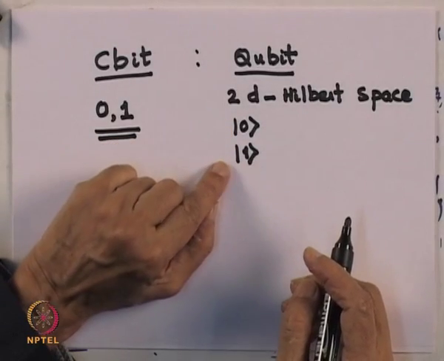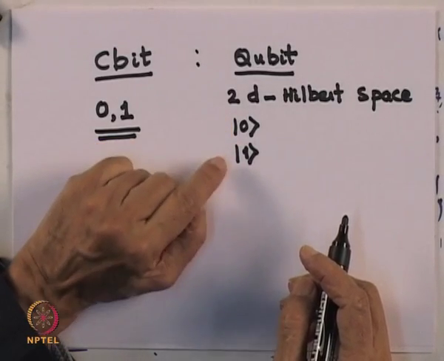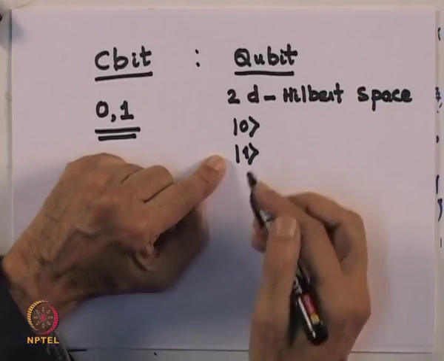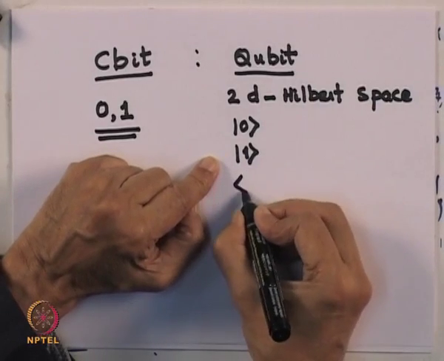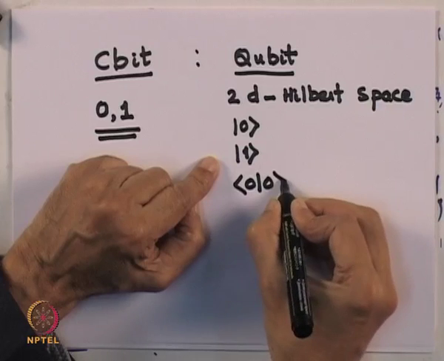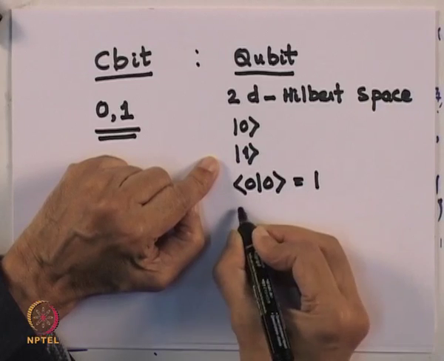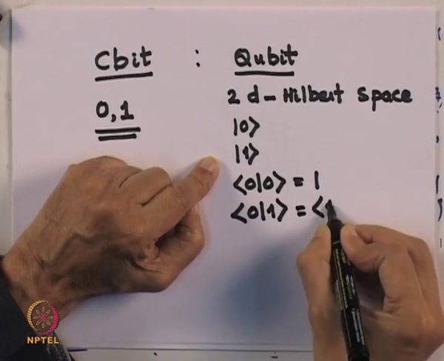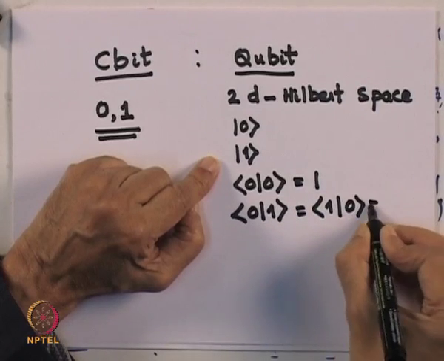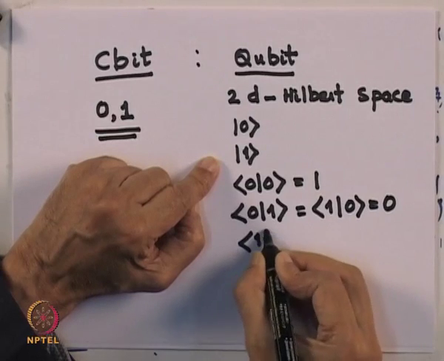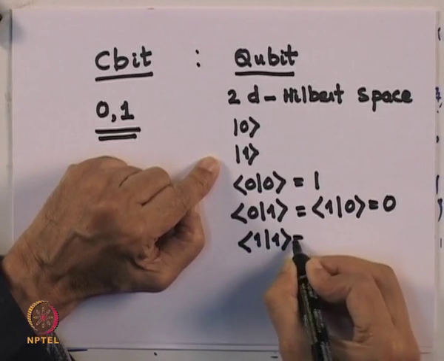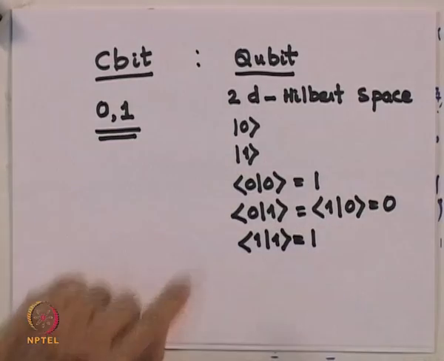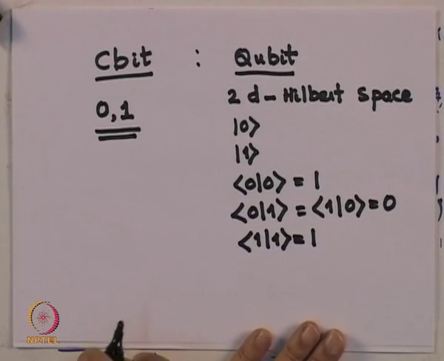Since these are quantum states, I choose them as an orthogonal basis, such that the scalar product of 0 with 0 is equal to 1, and 0 with 1 equals 1 with 0 equals 0, and of course 1 with 1 is also equal to 1. These are properly normalized bits. But there is a very big difference between them.